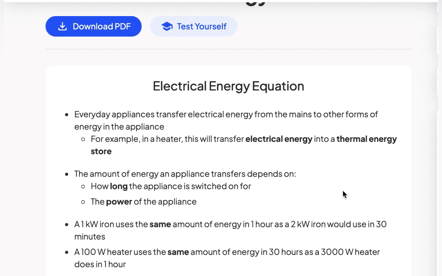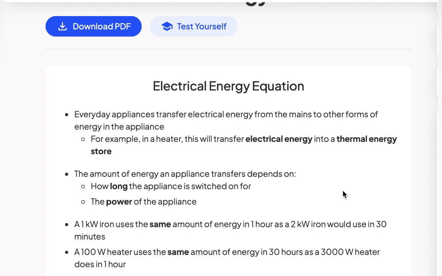Now the amount of energy the appliance transfers depends on how long the appliance is switched on for and the power of the appliance. So it depends on these factors: the power the heater has, and the time. So energy comes from two angles, the power and the time it takes.